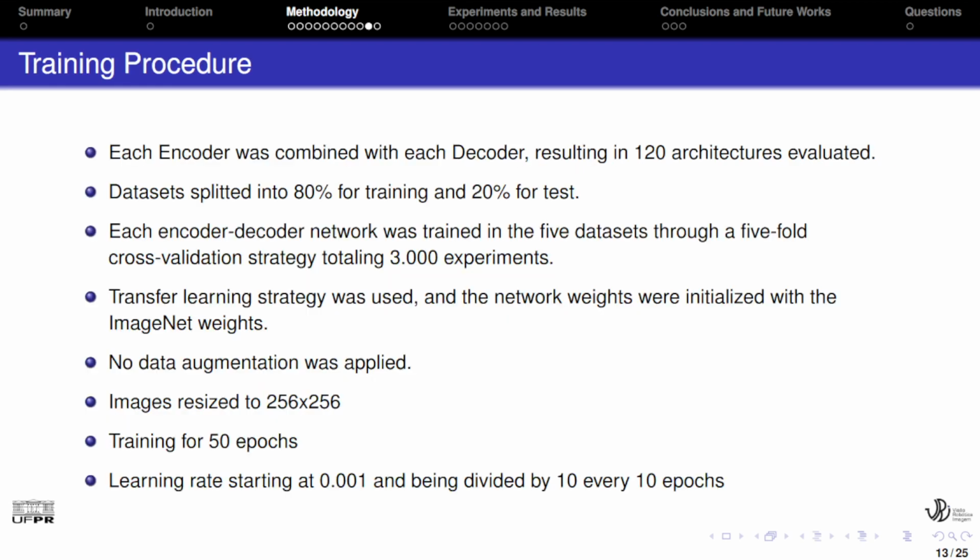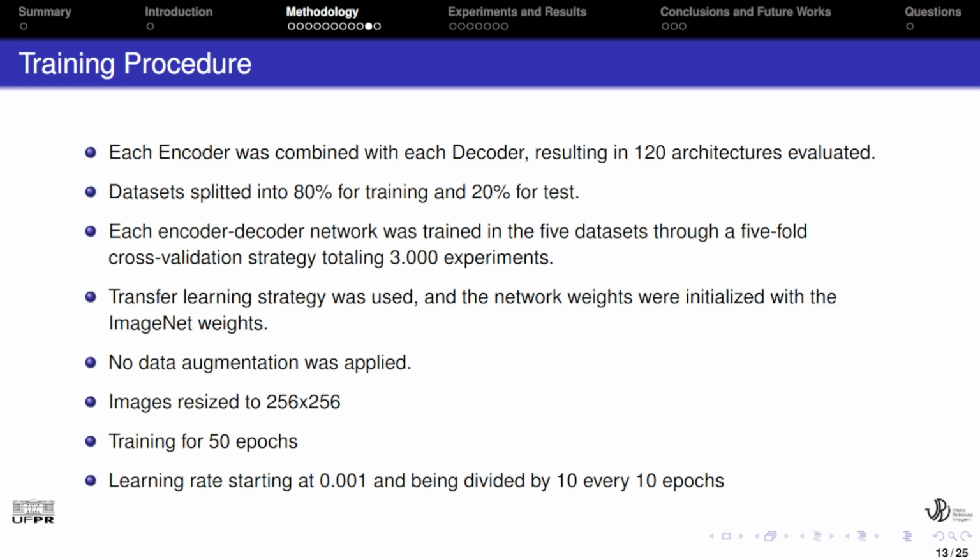In order to evaluate the models, we combined the 20 encoders with the 6 decoders, resulting in 120 models evaluated. We split the datasets into 80% for training and 20% for tests. We used a 5-fold cross-validation strategy to train our models in each dataset, resulting in 3,000 experiments. We used transfer learning, with the weights of the networks being initialized with the ImageNet weights, and we didn't apply any data augmentation.